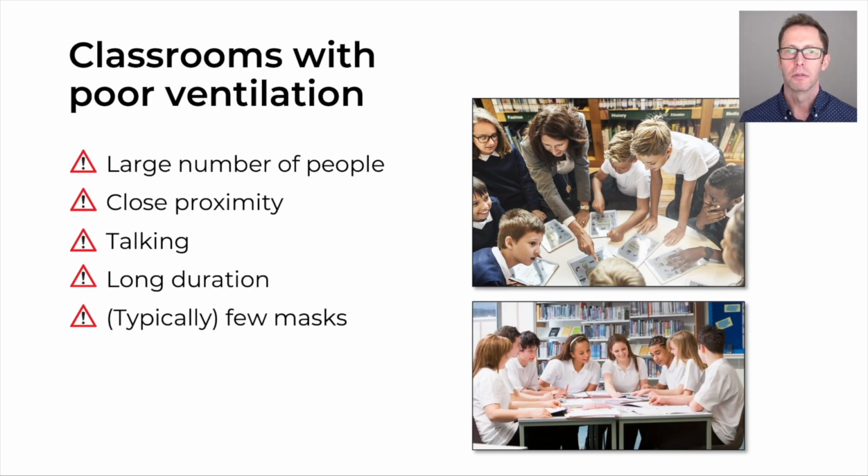Let's look first at classrooms that have poor ventilation. Students spend a large proportion of their time at school in classrooms, and if those classrooms aren't well ventilated, then they represent a high risk environment for COVID transmission. That's because if we go back to our 7 risk factors, classrooms have a large number of people. They typically have students in close proximity. They often have talking, they have a long duration, and in most schools they typically have very few people, if any, wearing masks. So in classrooms that are poorly ventilated, you have a risk of both short range and long range COVID transmission.